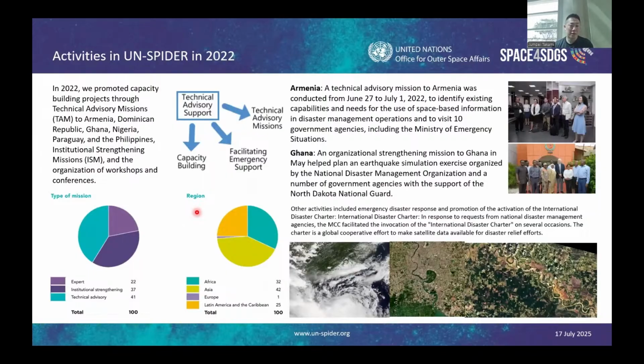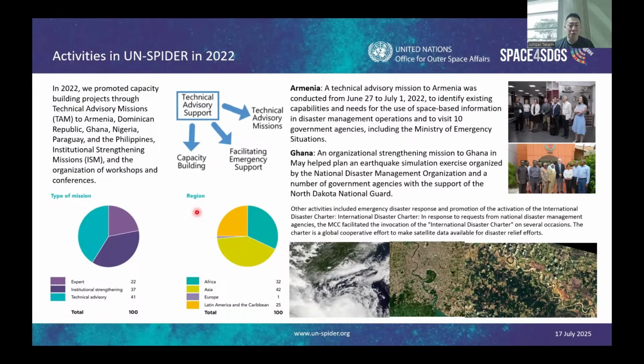This is an example of UN-SPIDER activities in 2022. We call them technical advisory missions, usually lasting one week. We conduct a training program for each country based on request. In 2022, we went to Armenia, the Dominican Republic, Ghana, Nigeria, Paraguay, and the Philippines.